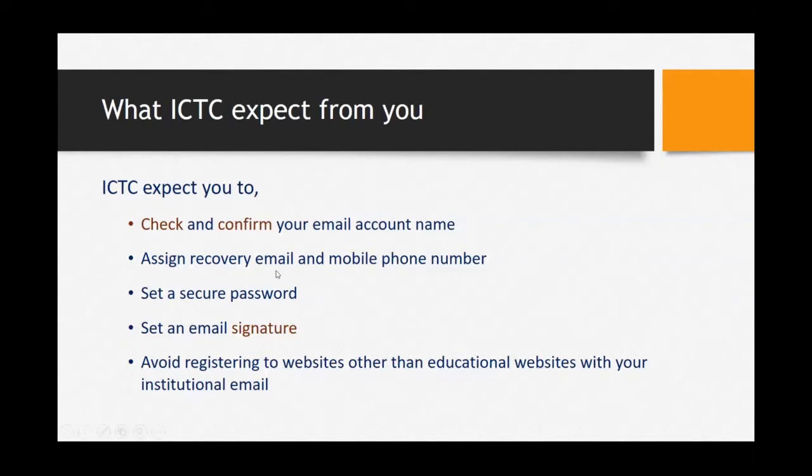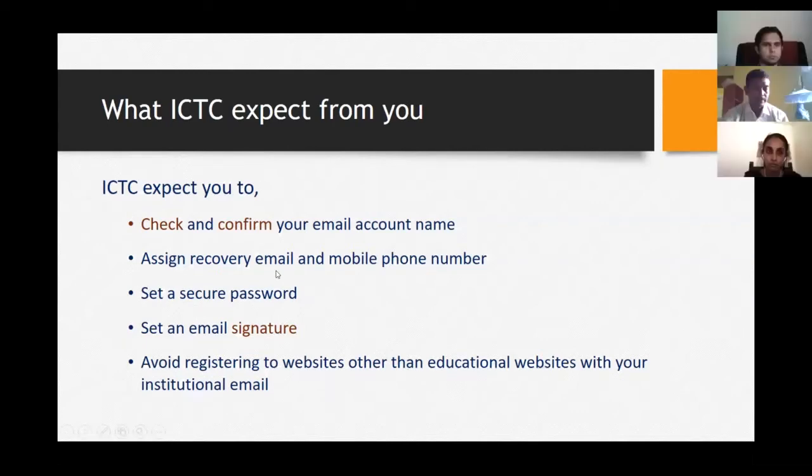Next one is to assign a recovery email and mobile phone number. This is for safety. If you forget your password or lose it somehow, and you have assigned a recovery email and a phone number, you can recover the password really easily. They are going to send a recovery email or an SMS, and they will ask for particular answers to the questions you have set. Then you can easily recover your email account without asking the ICT Center to recover it for you.